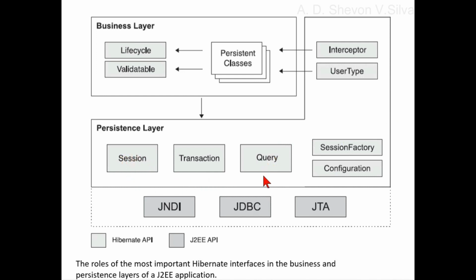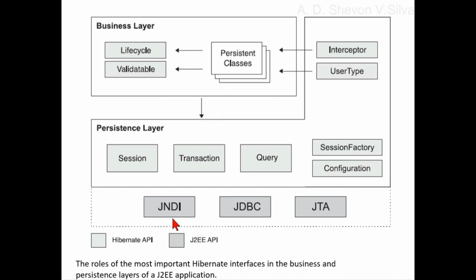Session, Transaction, Query, SessionFactory, Configuration, interceptor, and user types are inside the persistent layer. Interceptor and user type are connected to persistent classes. Lifecycle and persistent classes are connected to lifecycle and validatable. Lifecycle, validatable, and persistent classes are inside the business layer. The business layer is connected to the persistent layer.